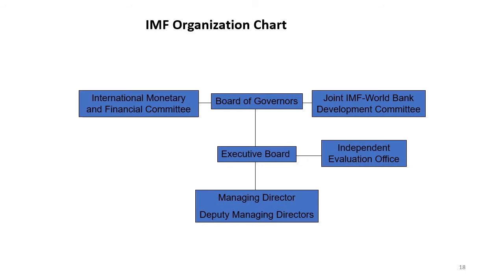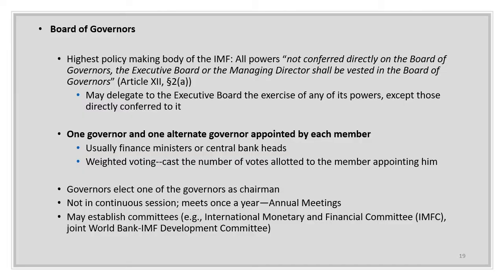All powers not conferred directly on the Board of Governors, the Executive Board, or the Managing Director shall be vested in the Board of Governors, according to the Articles. They may delegate to the Executive Board the exercise of any of its powers, except those directly conferred to it. One governor and one alternate governor is appointed by each member. Usually, these are finance ministers or the heads of central banks. There is a weighted voting, whereby they cast the number of votes allotted to the member appointing him.